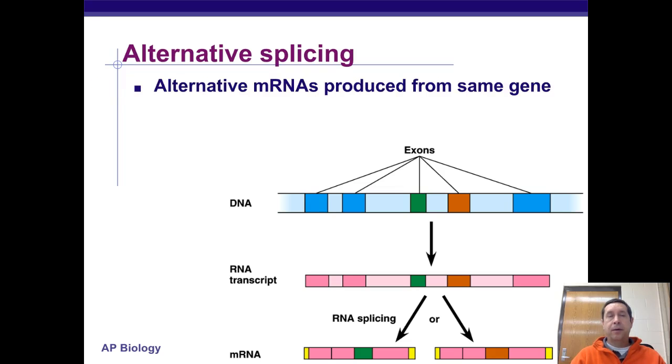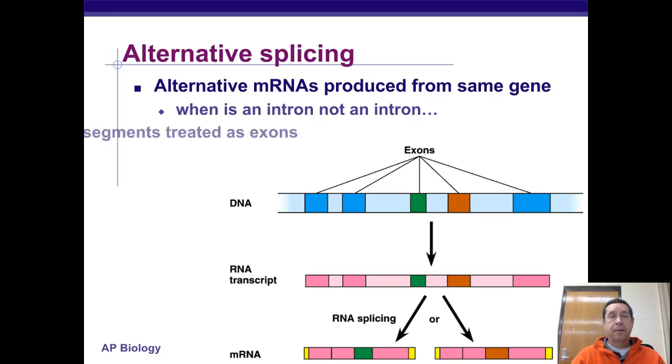So I mentioned alternative splicing. It produces alternative messenger RNAs from the same gene. You can make different proteins from one gene. When they started the Human Genome Project, there's about 100,000 proteins that humans make, so they assumed there'd be 100,000 genes. But because of alternative splicing, it only takes about 20,000 genes to make 100,000 proteins in the human body. So different segments can be treated as introns and exons.